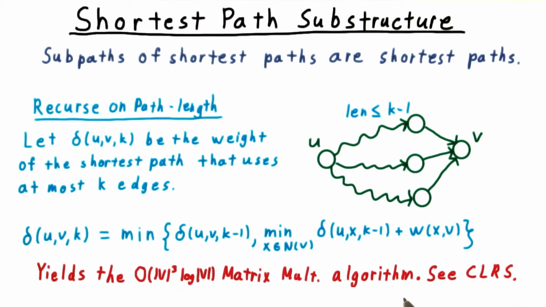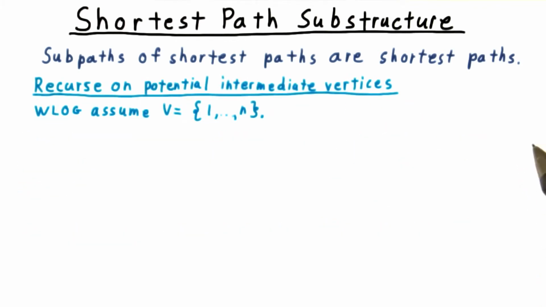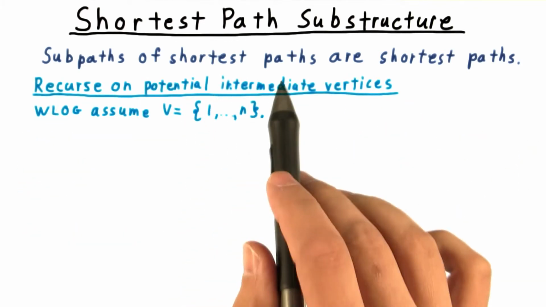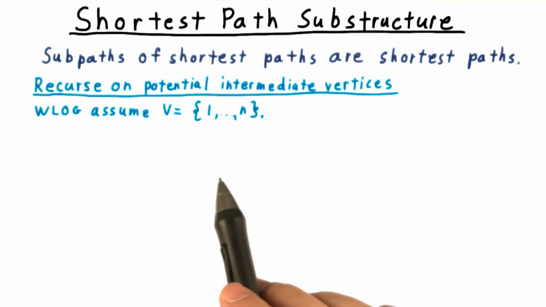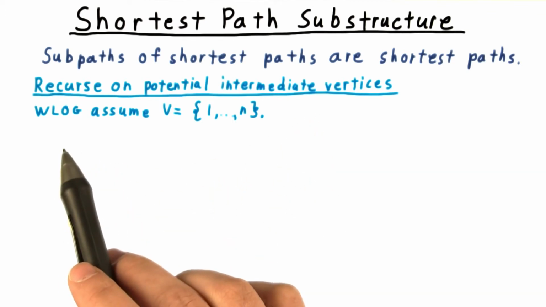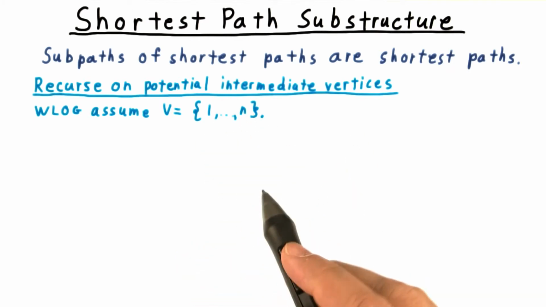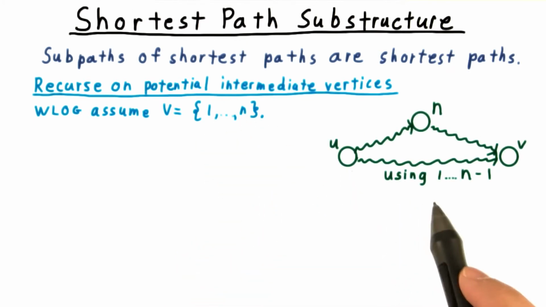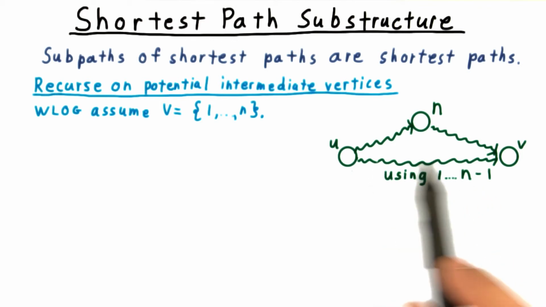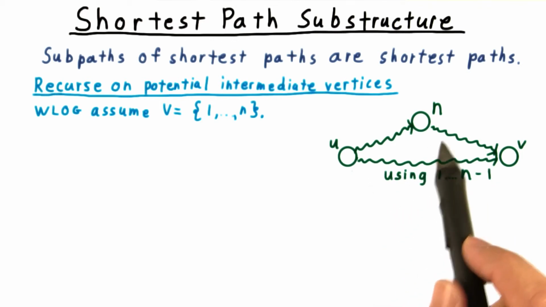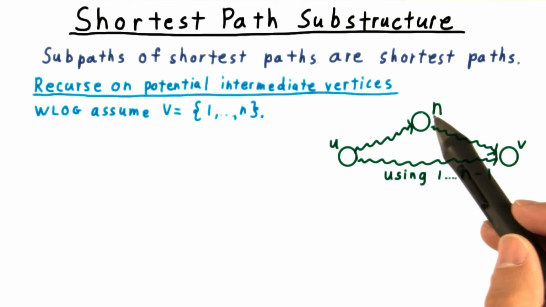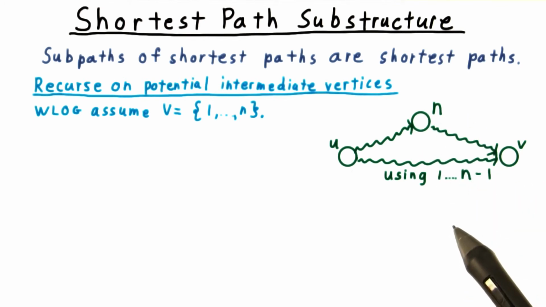We're going to take a different approach that will yield a slightly faster algorithm and allow us to remove this log factor. We're going to recurse on the set of potential intermediate vertices used in the shortest paths. Without loss of generality, we'll assume that the vertices are 1 through n for the convenience of notation. Consider the last step of the algorithm, where we have allowed vertices 1 through n to be intermediate vertices, and just now we're considering the effect of allowing n to be an intermediate vertex.